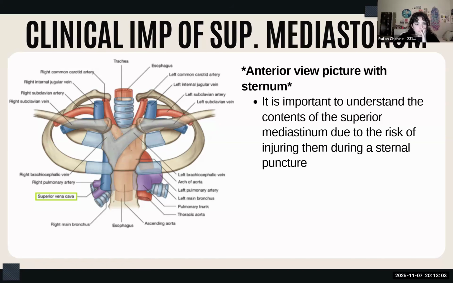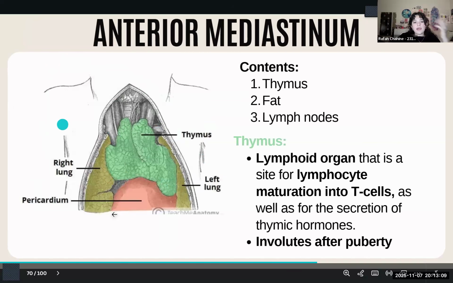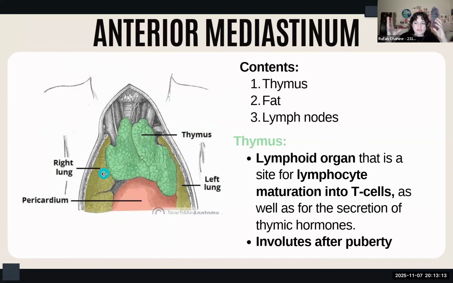emergency. All right. Then we're going to move on to the inferior mediastinum. We have anterior, middle, and posterior. Anteriorly, we have the thymus, fat, and lymph nodes. Again, thymus, it is a lymphoid organ. What is a lymphoid organ? It is where the lymphocytes or WBCs in your body mature.